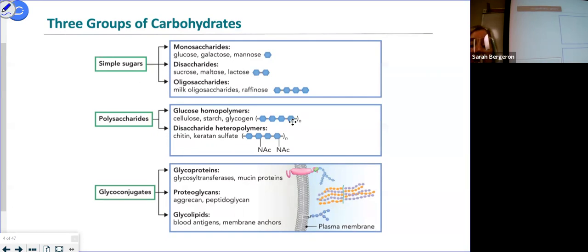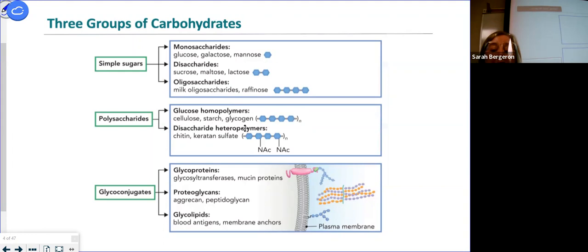Then you start building them longer and longer, we get to polysaccharides. Polysaccharides can be insanely long. You can have some that are the same thing over and over again. Those are homopolymers. Glycogen is a homopolymer. It is the same unit repeated over again, right? Starch is another example. Cellulose is another example.